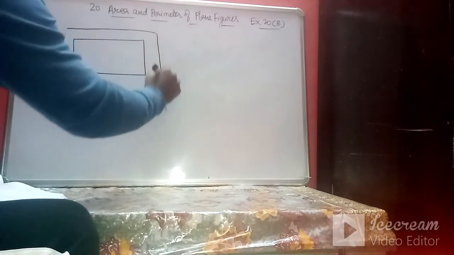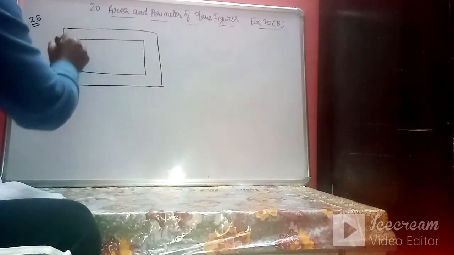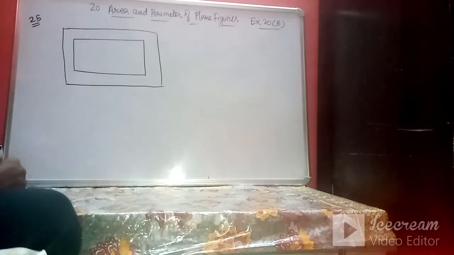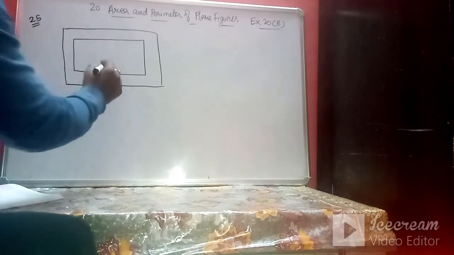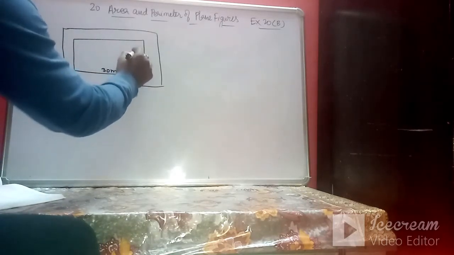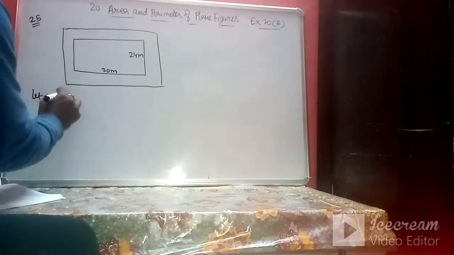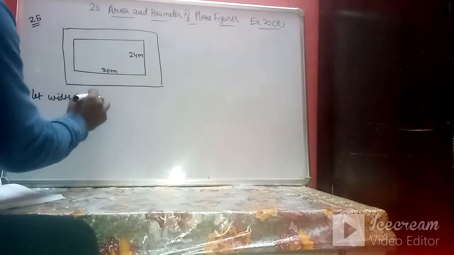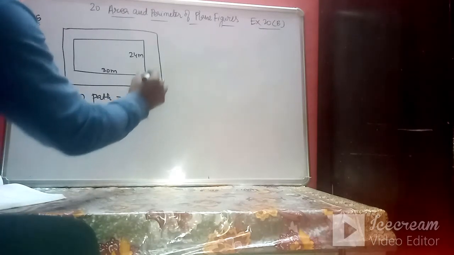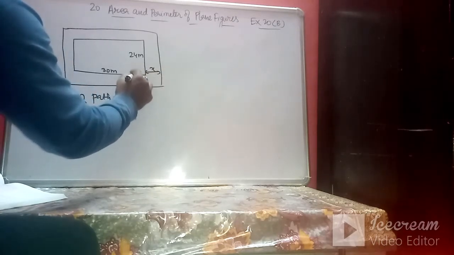So this is the footpath, and it is of uniform width. If the path occupies an area, so this is given as 30 meters and this is given as 24 meters. We will assume let width of path equal to x. So I am assuming this as x, and this also will be x.